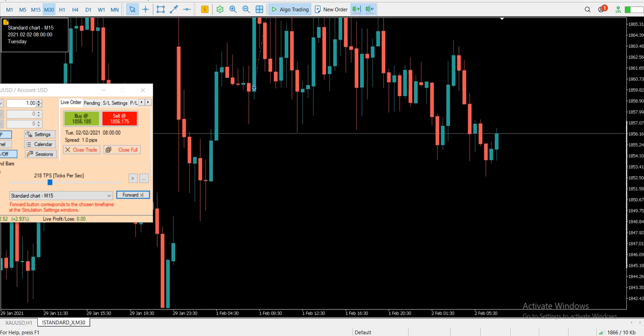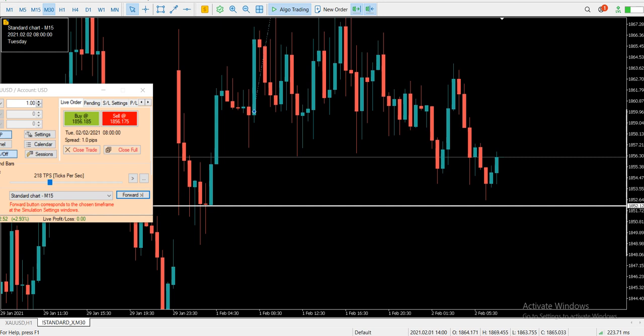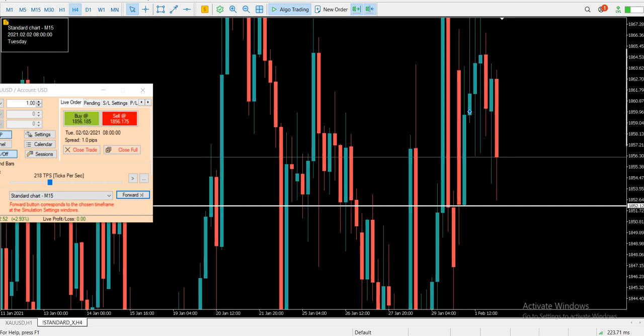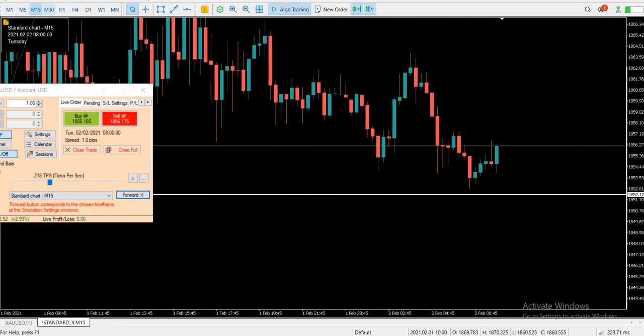So delete it, set this line. This is much cleaner. For me, this is much cleaner. Okay, and what about buys? So buys, I would say probably above this level.